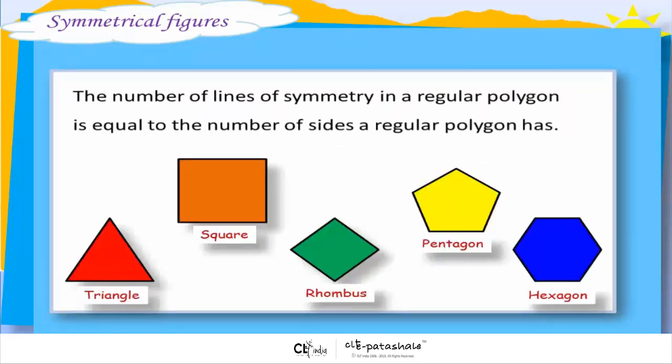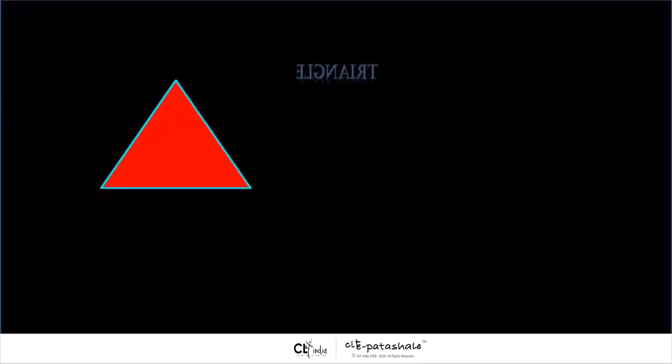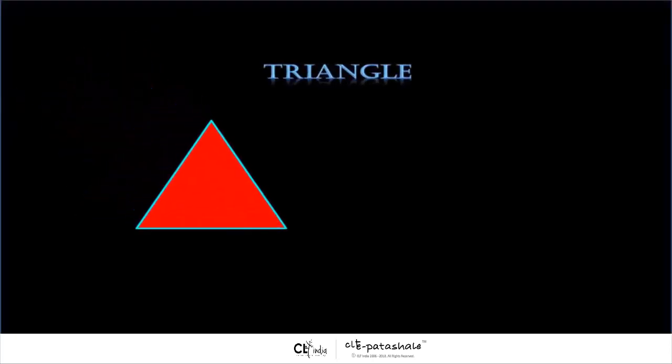Now here we can see a number of geometrical figures. The lines of symmetry in a regular polygon is equal to the number of sides a regular polygon has. So here you can see different figures of a regular polygon. Now let us study each of these regular polygons one by one.